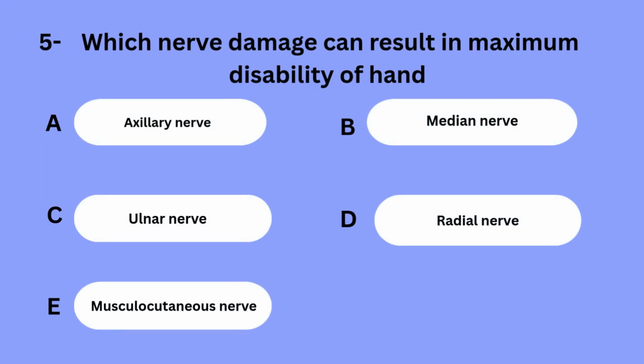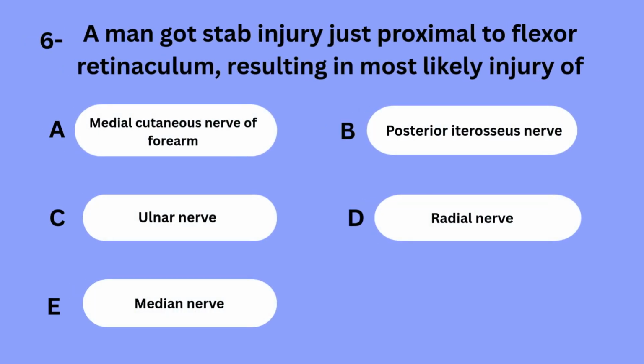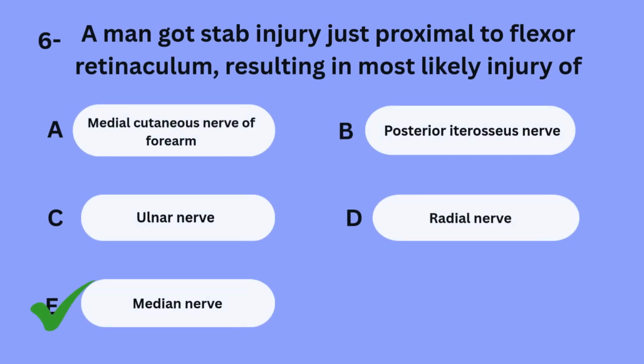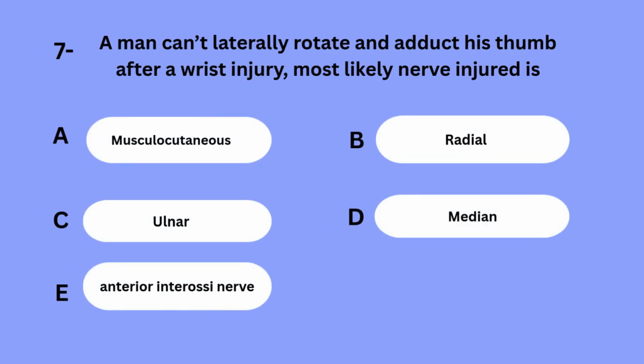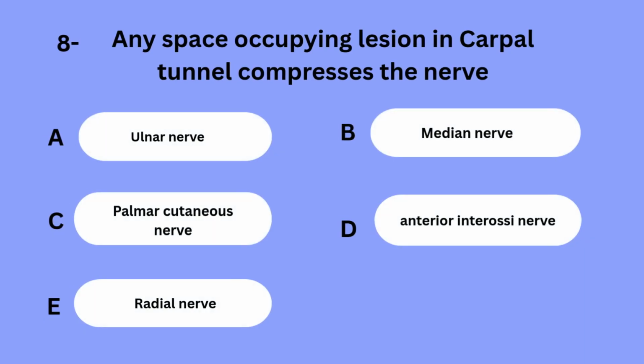Which nerve damage can result in maximum disability of hand? A man got stab injury just proximal to flexor retinaculum, resulting in most likely injury of... A man can't laterally rotate and adduct his thumb after a wrist injury, most likely nerve injured is... Any space-occupying lesion in carpal tunnel compresses the nerve.